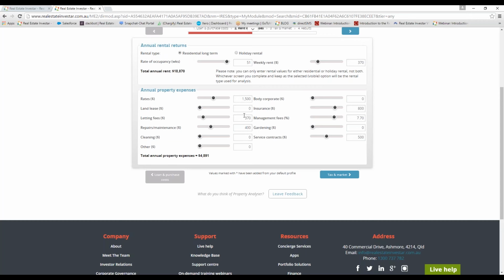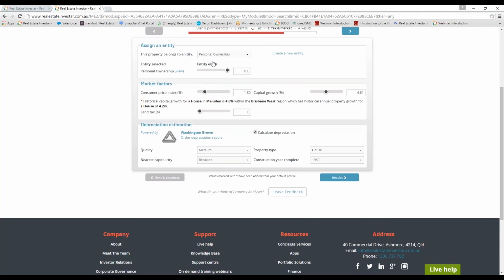We've factored in the rates here, $1,500. Letting fee costs usually about 1 week's rent, repairs and maintenance, insurance, management fees in Queensland around 7.7, and any additional service contracts. Now these are all annual property expenses as well.